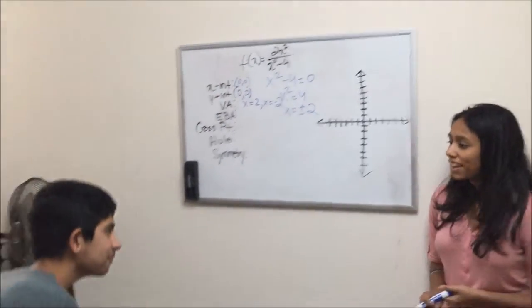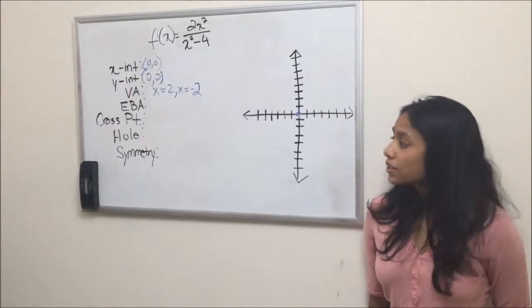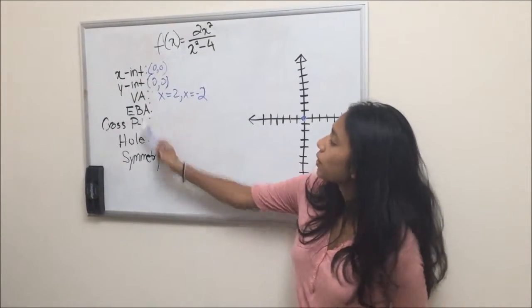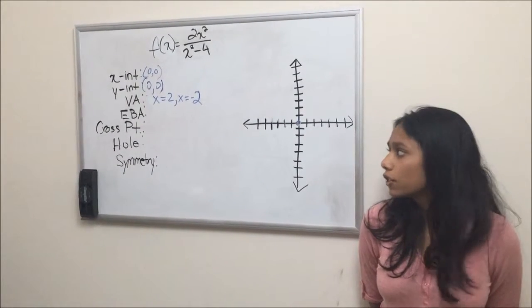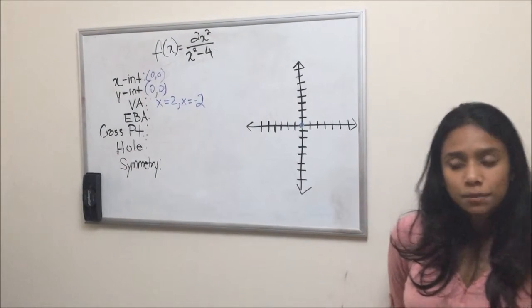Good job, student A. So, student A, why do you think we set the denominator equal to 0 to find the vertical asymptote? Because if the denominator was 0, then the function would be undefined. Good job, student A. Next, we'll look at end-behavior asymptotes. Because end-behavior asymptotes are a little bit more complicated than vertical asymptotes, we're going to look at a little clip.